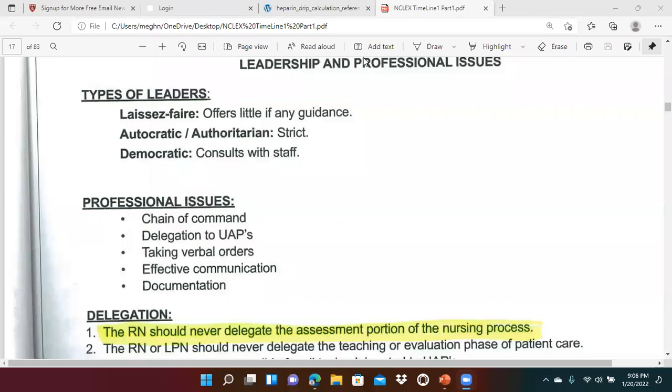So here I'm going to explain the different types of leadership and professional issues. There are three types of leadership in nursing science: laissez-faire, autocratic, and democratic. First of all, laissez-faire means offering little, if any, guidance. So the team leader does this. Laissez-faire leadership is also known as delegative leadership.